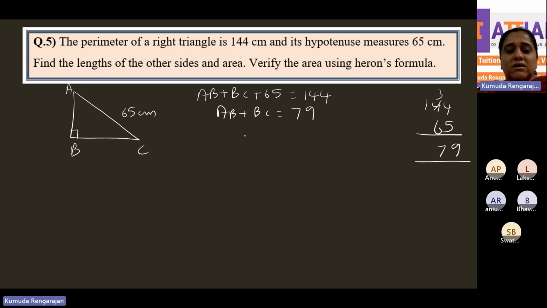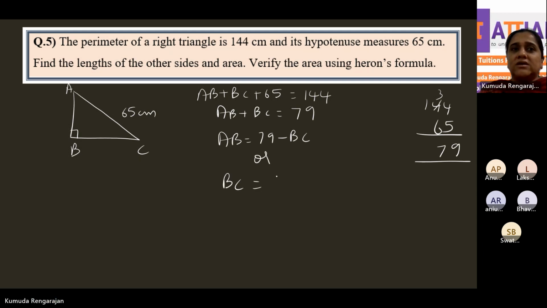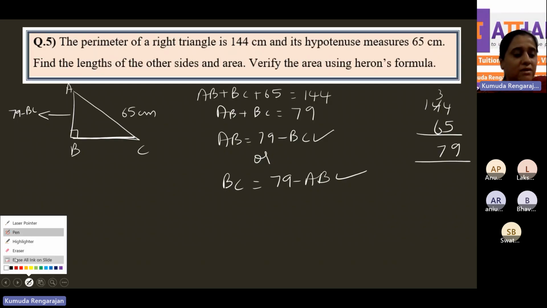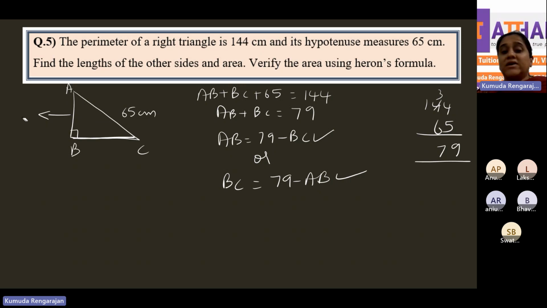So then what is AB? AB is equal to 79 minus BC. Or what is BC? 79 minus AB. Now you use anything, you use this or this, whichever you want. So if you take BC as BC itself, AB is 79 minus BC. You can take X also. Okay, I have taken X here, so let me also say using X. You can work it like this also. In my working, I've used X, so I'll use X here also.